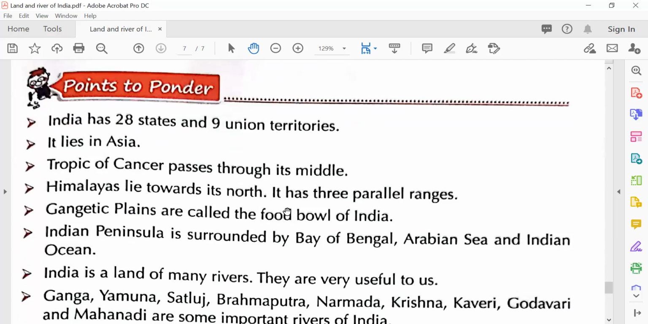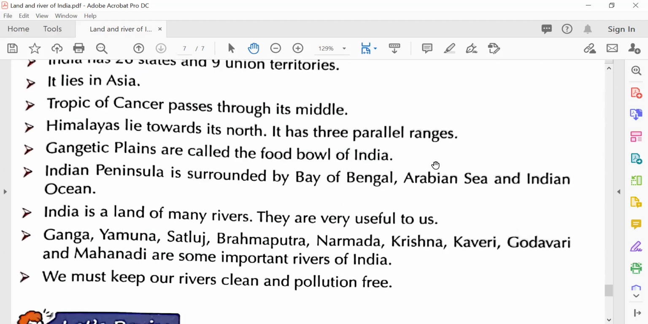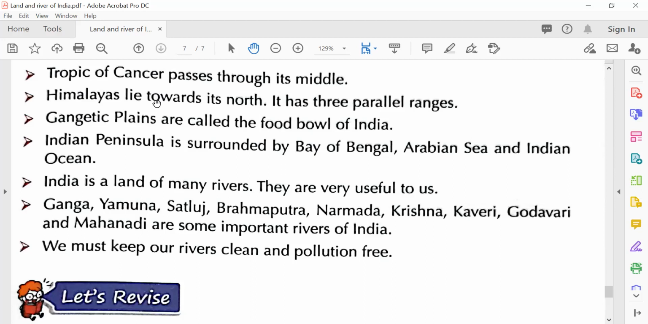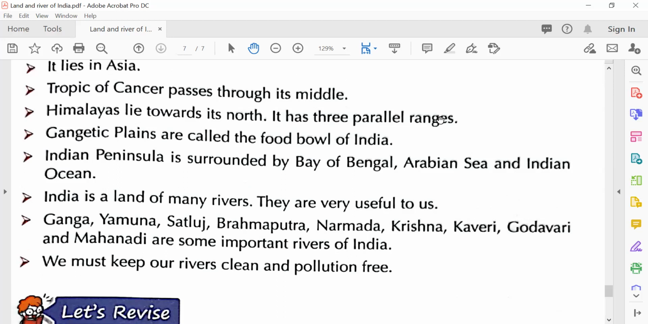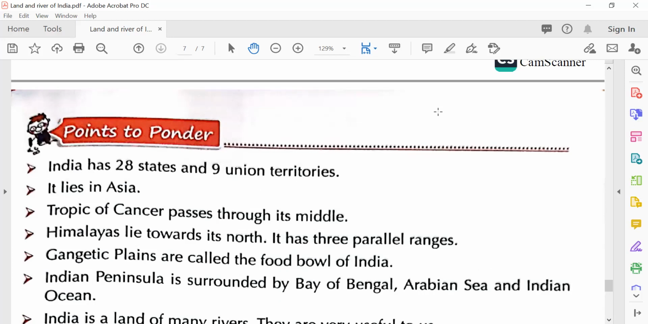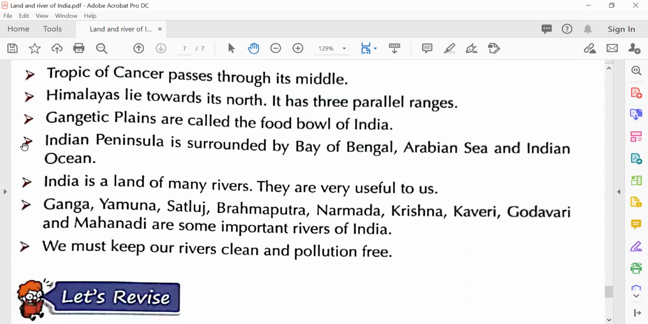So now, points to remember. Let's read what points we should remember. India has how many states? 28 states. And how many union territories? 9 union territories. In which continent does India lie? Asia. The Tropic of Cancer passes through its middle. Himalaya lies towards its north. It has 3 parallel ranges. What are the ranges of the Himalaya called? Himadri, Himachal and Shivalik. Do you remember? Yes, they are 3 parallel ranges.